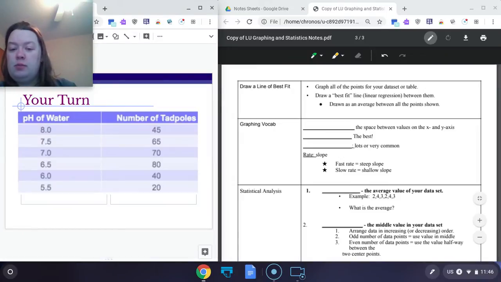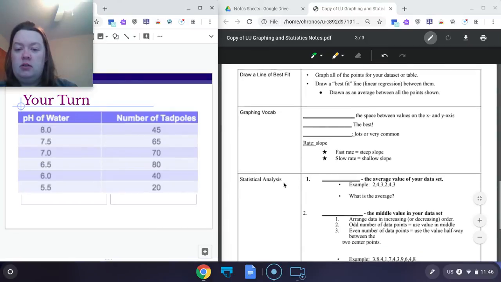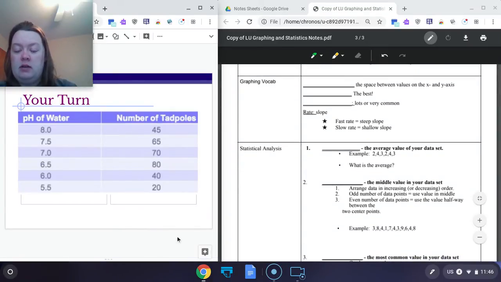All right, if you wanted to practice, here's a data set. You can pause the video and go ahead and practice making a graph based on this data. So go ahead and pause and create a graph based on that data.